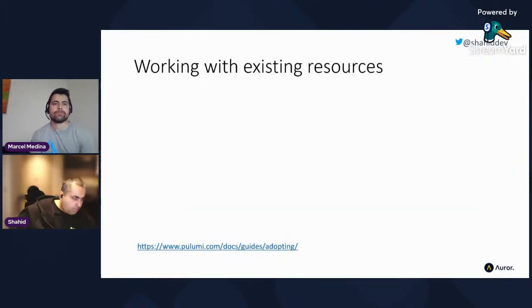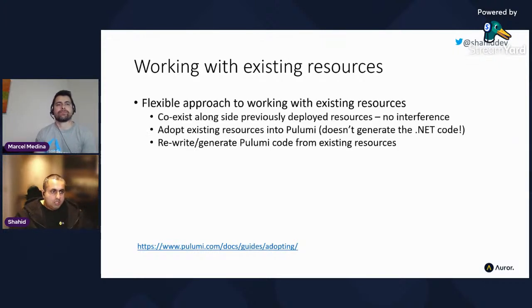Hopefully you're sitting there saying, this is great, what do I do about my existing resources? I already use Azure or AWS, and I've got a bunch of existing resources. What do I do with them? And this is the state we're in at the moment at Aura. So we've got extensive Azure Resource Manager templates, and we're now using Pulumi as well, and we're in this kind of situation. So Pulumi is quite flexible in how you deal with existing resources.